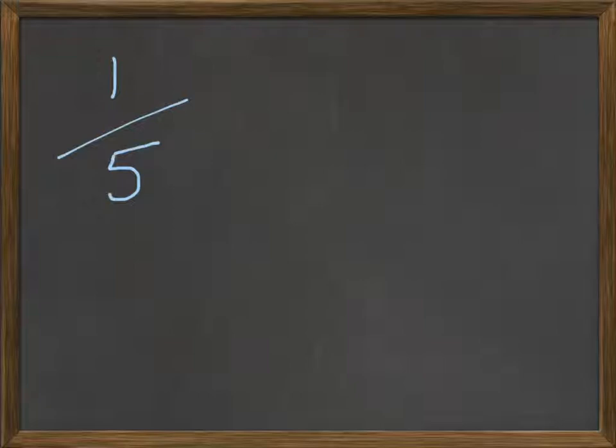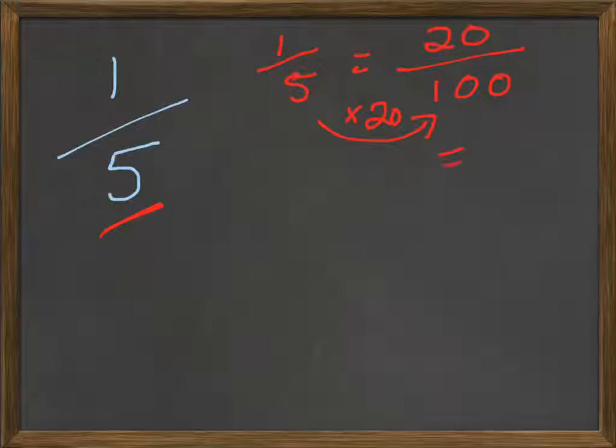Now this one, 1/5, is slightly different. So I can do the same thing. I can use an equivalent fraction and turn the 5 into hundredths. So let's do 1/5 equals hundredths. So what have I done to turn the 5 into hundredths? Well, I've multiplied it by 20. So if I do the same with the top one, multiply the top one by 20, I end up with 20/100ths, which equals 20%.